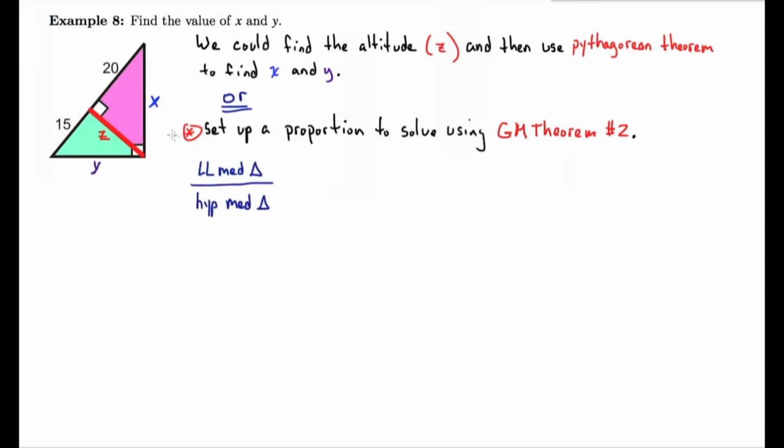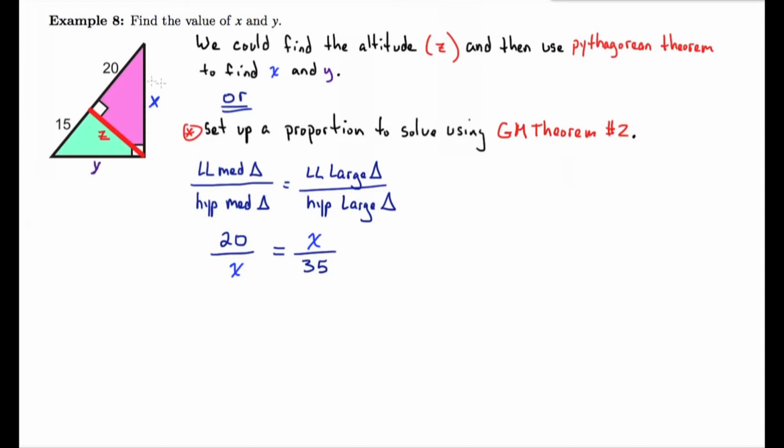So I can say the long leg of the medium triangle, which would be 20, divided by the hypotenuse of the medium triangle, which would be x, equals the long leg of the large triangle, which would be x, over the hypotenuse of the large triangle, which would be 15 plus 20, or 35. So the medium triangle is this pink triangle here. So the long leg is 20, and the hypotenuse is x. And the large triangle is the whole thing, both those smaller triangles together. The large leg would be x, and the hypotenuse would be 35.